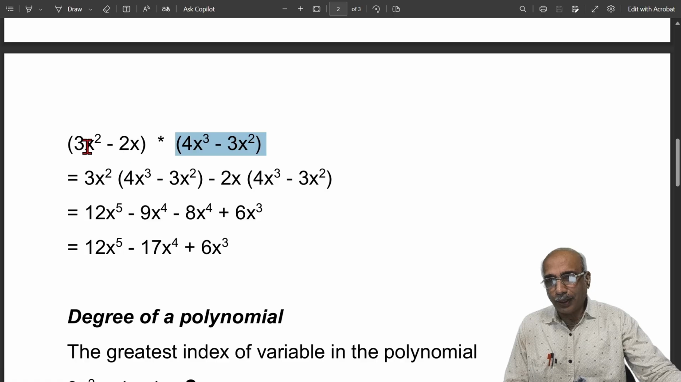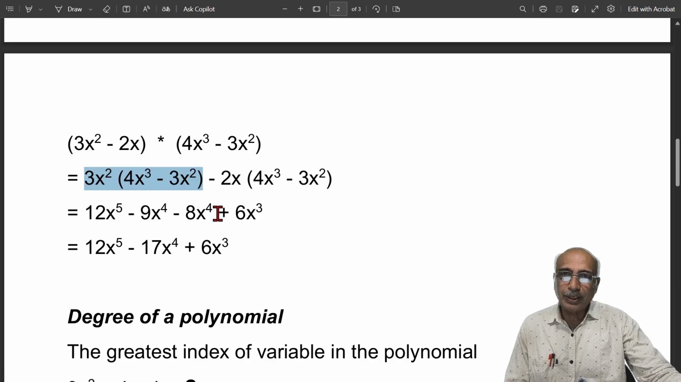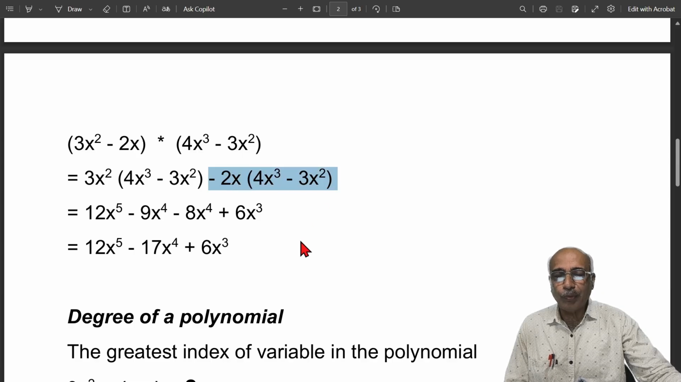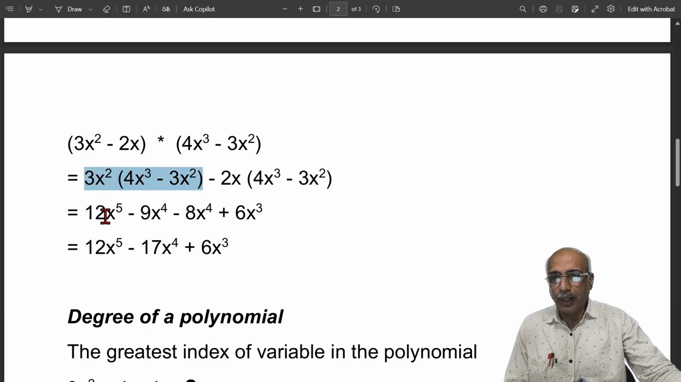Again we do the same method. First term from the first bracket multiplies the second bracket. So here you will get 3x square into 4x cube minus 3x square. Minus, second term is minus 2x. Minus 2x we will take here and multiply the second bracket like this. You will get minus 2x into 4x cube minus 3x square. If you simplify this term, you will get 12x raised to power 5 minus 9x raised to power 4.